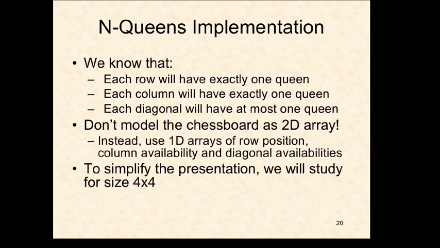Every column will have exactly 1 queen. Well, we can't always place them from left to right, as we just saw with our solution. So we're going to have to keep track of, is this column in use or not? Every diagonal will have at most 1 queen.